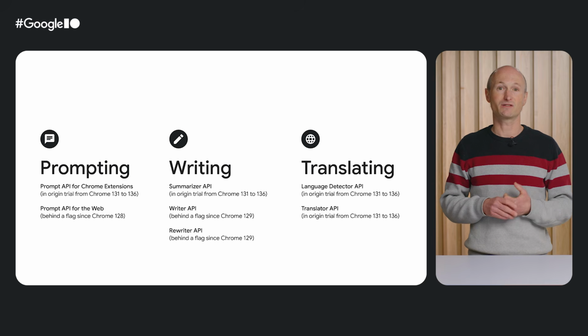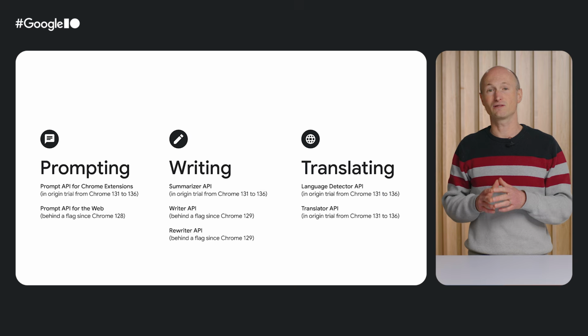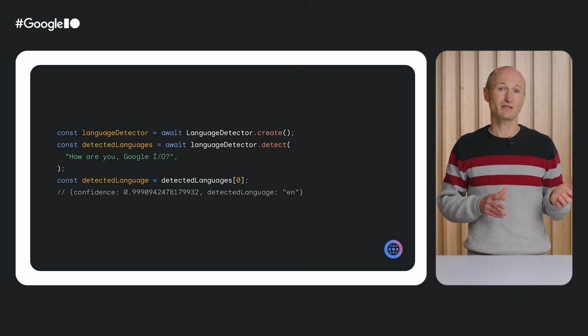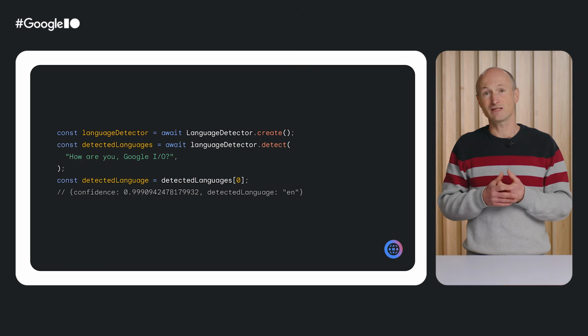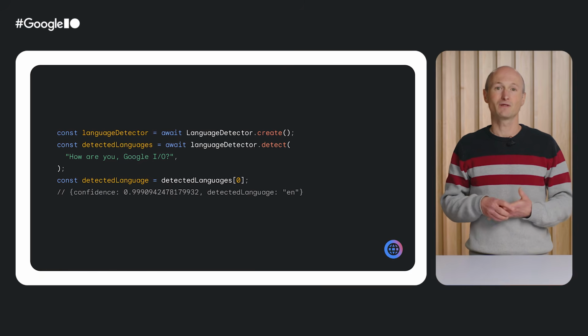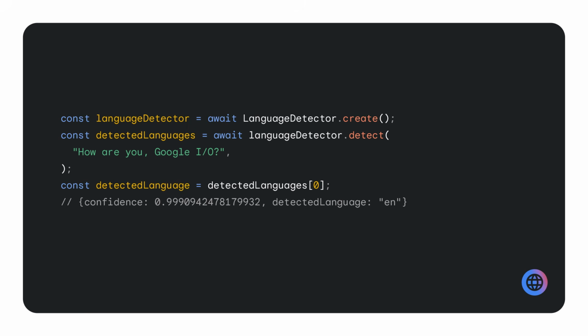Finally, there's the family of the translation APIs, which are all in origin trials. Namely, there's the Language Detector API and the Translator API. First, the Language Detector API, which serves to detect the language of, for example, user-generated input text, where the language is unknown. You create a language detector by calling create. Next, you call the language detector's detect function, which returns an array of language detection objects, each containing the confidence and the detected language. Here, I just pick the first array entry, which contains the most likely detected language.